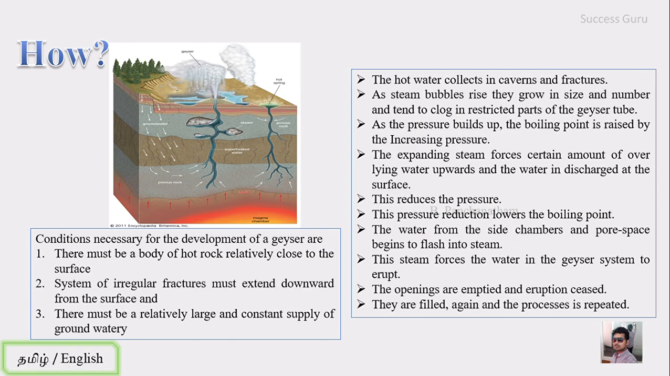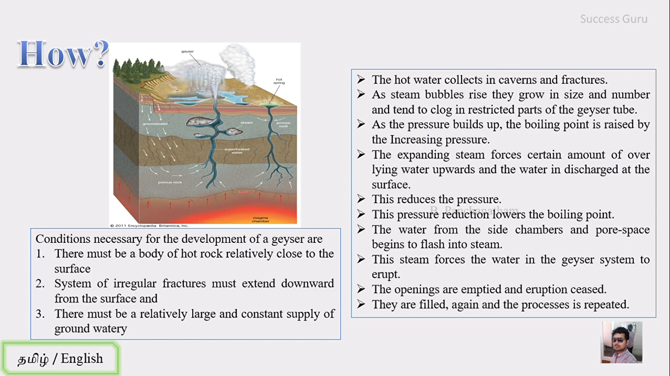This reduces the pressure, and pressure reduction lowers the boiling point. So when there is a release of pressure, the pressure drops, and that also reduces the boiling point, and the water from the side chambers and pore spaces begins to flash into steam. When there is a sudden drop in pressure, there is a sudden drop in the boiling point, and all of a sudden the water is converted into steam. That is called flashing into steam. This steam forces the water in the geyser system to erupt. This is how the eruption takes place, and then the openings are emptied and the eruption ceases.